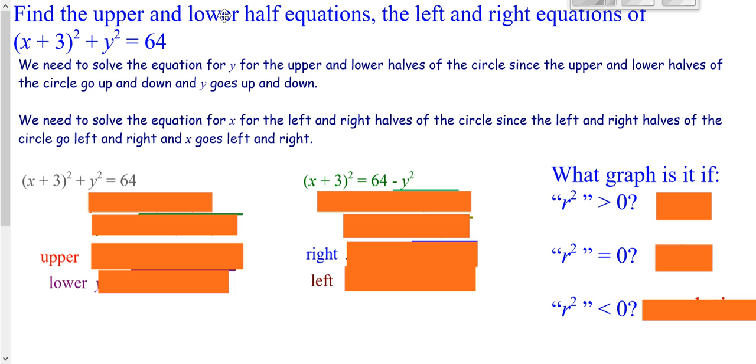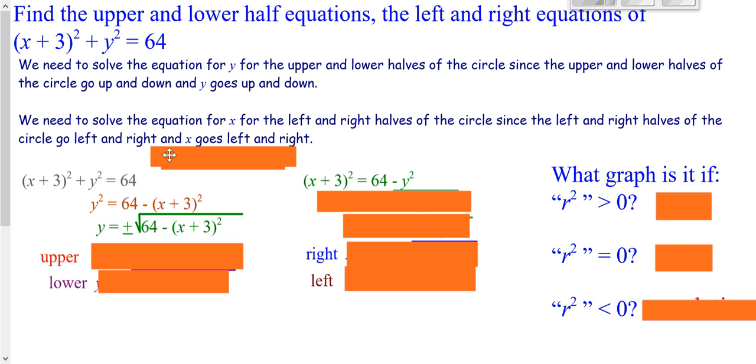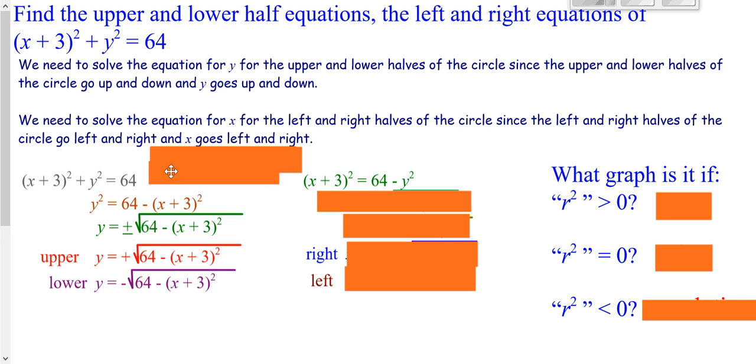Upper and lower half, up and down, is y. So basically, we want to take this equation and solve it for y. If we do that down here, we'd have to get rid of the x's, so I'm going to subtract that to the other side. And then I'd have to go ahead and take my square root to get y totally by itself. So remember, you get plus or minus. Now your upper half goes up, which is in the positive direction of the y, so your upper half is your positive square root. Your lower half, which goes down, and y going down is negative, that would be your negative root.